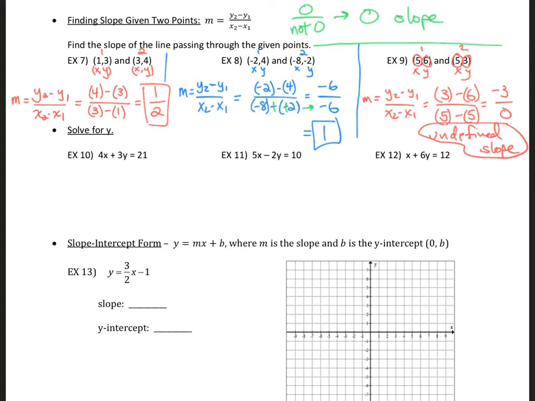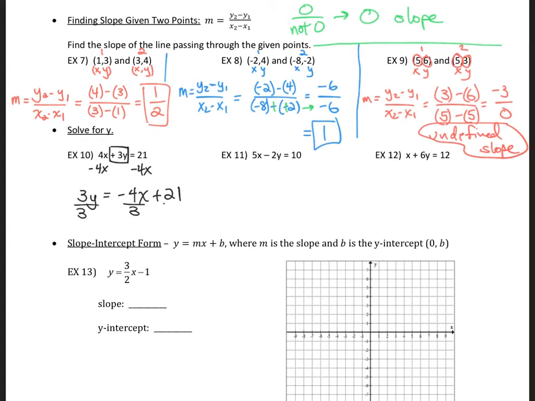If you're in the class I'm teaching, you've done this before already this semester. So let's run through these really quickly. I want to make sure I get all of the y terms on one side of the equation and any term without y on the other side. So that means I'm going to have to subtract my 4x here. So I'll have 3y equals negative 4x plus 21.